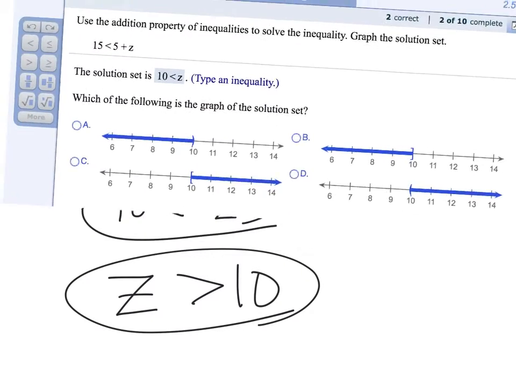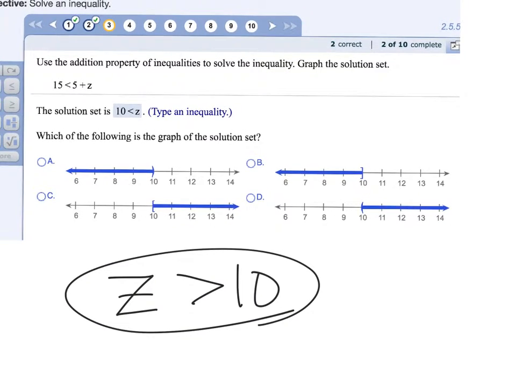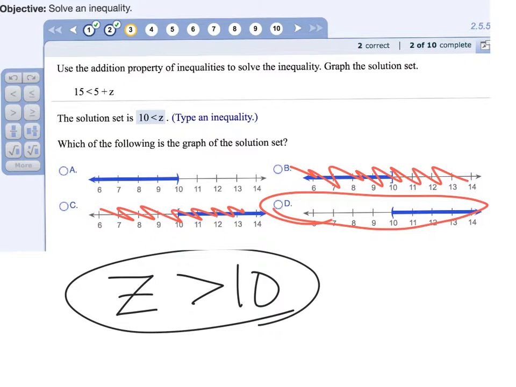So when we are trying to figure out, okay, which number line matches z is greater than 10, we know it's got to be a soft stop, so it cannot be this one, and it can't be this one, because those are hard stops. So the only one that says z is greater than 10 is this one right there.